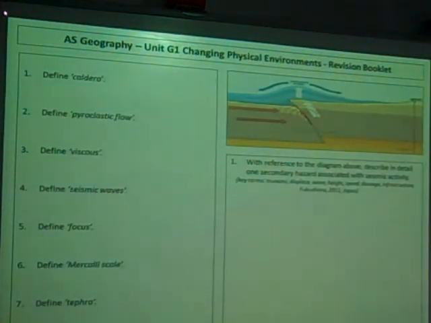Knowing the different parts of volcanoes and earthquakes is really important. So for example, being able to define the terms caldera, pyroclastic flow, viscous, seismic waves, focus, Mercalli scale and tephra. Something that might help you practice is, for example, using the diagram in the top right hand corner, describe one secondary hazard associated with seismic activity. If you can see the subtle hint, it's a tsunami.